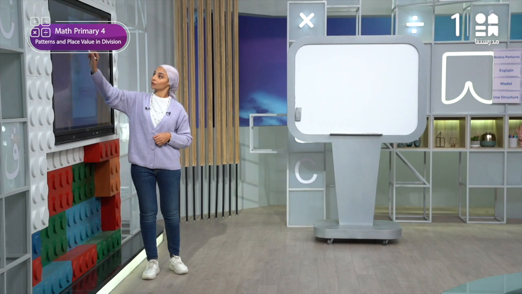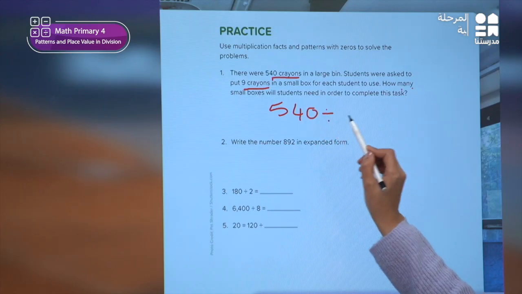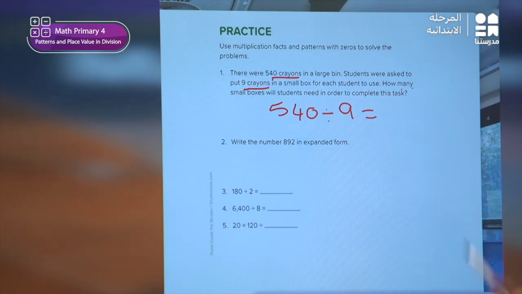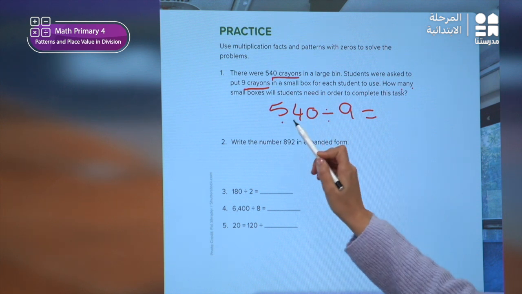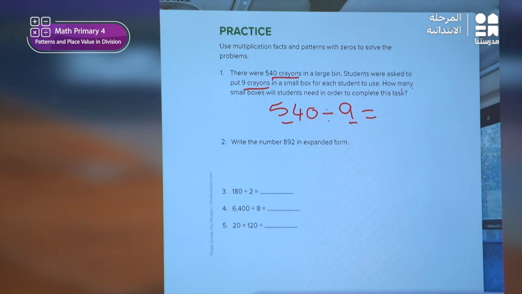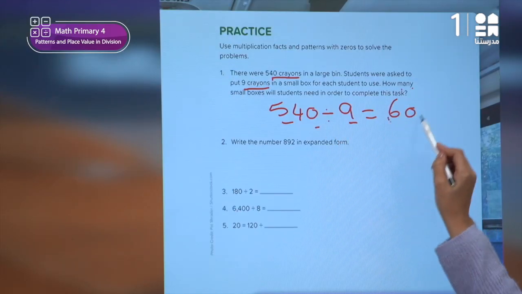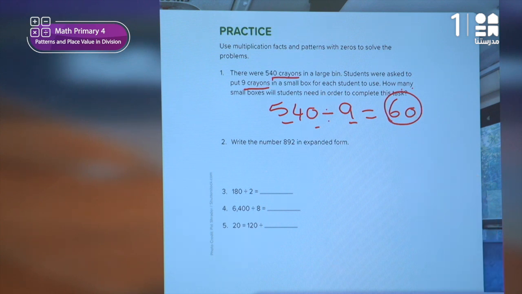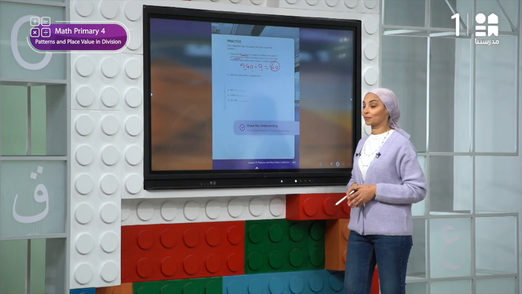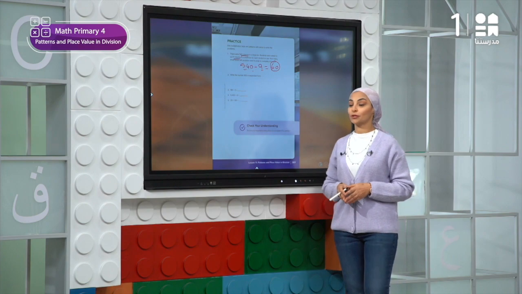يبقى هعمل 540 all the crayons divided 9 equals what? طيب here I have 54 divided by 9 equals what? Yes, 54 divided by 9 equals 6. Then put the 0. The answer will be 60. 60 small boxes. Let's move to problem number 2.